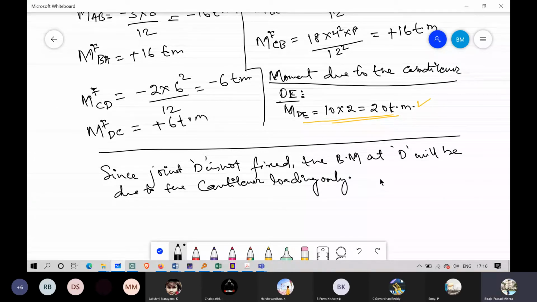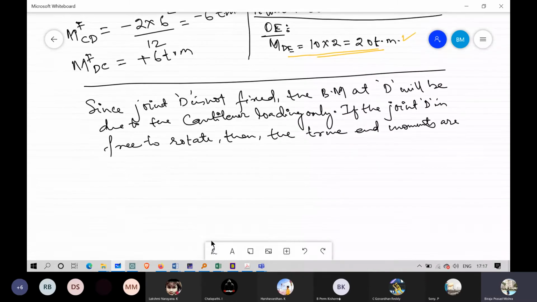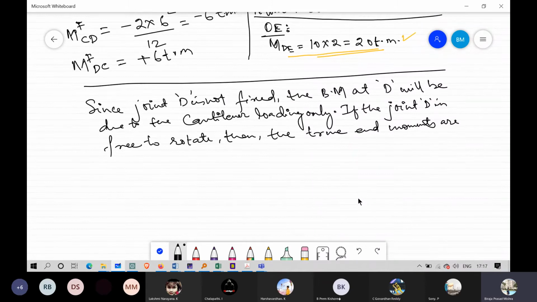Okay, so if the joint D is free to rotate, then the true end moments are, now what are they? So let's draw the diagram first.